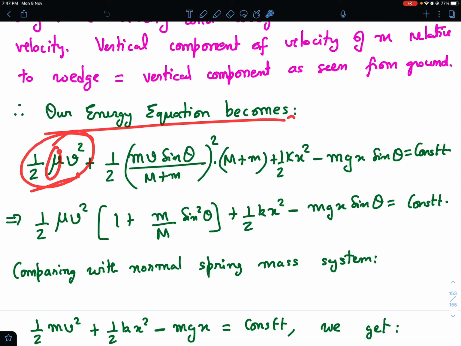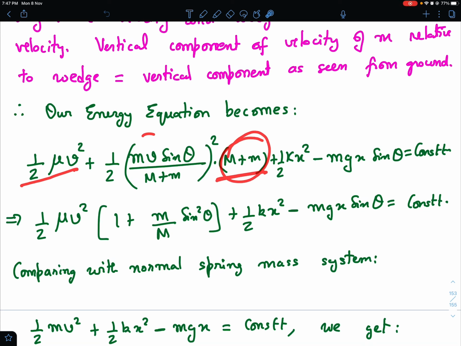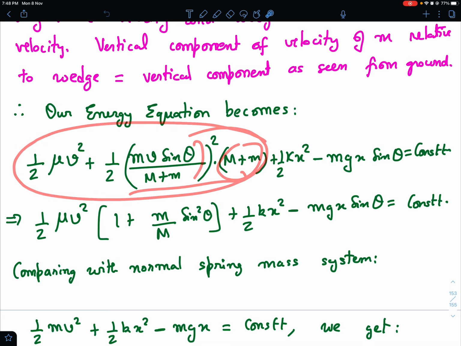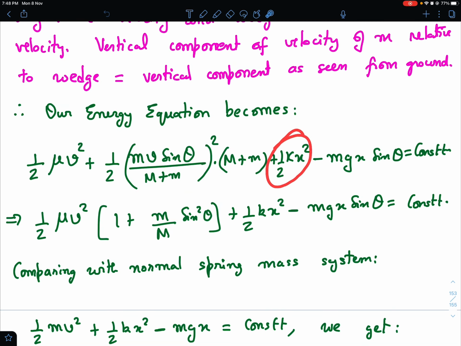Half mu v square. Mu is the reduced mass and v is the relative velocity of block relative to the wedge. So half mu v square plus half total mass of the system, which is capital M plus small m, times the velocity of center of mass, which is m v sin theta upon capital M plus small m, as I just illustrated. So half m v sin theta upon capital M plus small m, whole square, into capital M plus small m. So this becomes the kinetic energy term, right? And of course then there is half k x square and there is minus m g x sin theta.